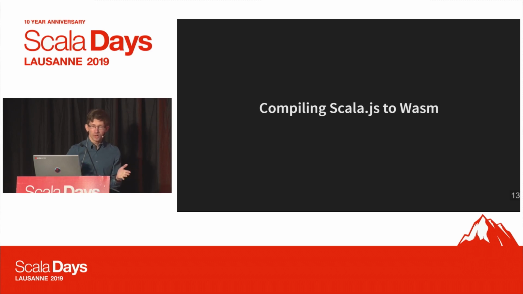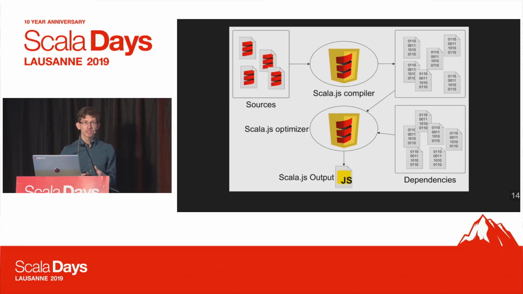Okay, let's get to the fun part, which is let's try and compile Scala.js to WASM. WASM is the short name of WebAssembly. This is how Scala.js works. Now you understand all of Scala.js basically. You have Scala sources. You give them to the Scala.js compiler. It spits out some SJS IR files, which stands for Scala.js Intermediate Representation. Very original. And then maybe you put that on Maven, or you pull other artifacts from Maven that contain those SJS IR files, and you give them to the Scala.js optimizer, which massages them, spits out optimized IR. And then there is a last step that takes that IR and outputs one big JavaScript file.